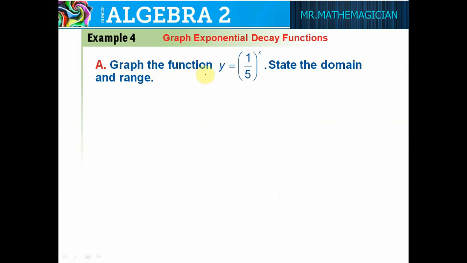Now, graph the function y equals 1 over 5 to the power of x. State the domain and range. Look at 1 over 5. This is the b, the value of b. It's clear that it's smaller than 1 and greater than 0, means it will be in exponential decay.